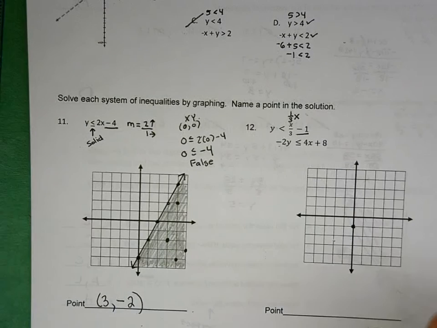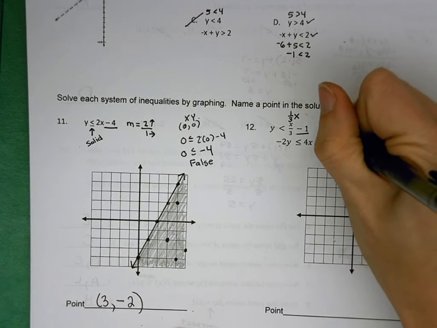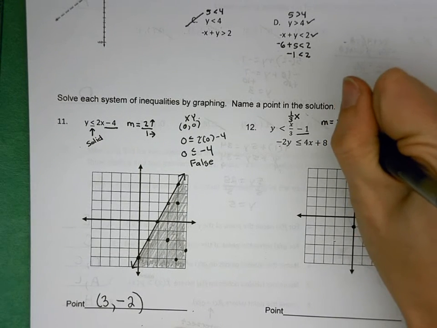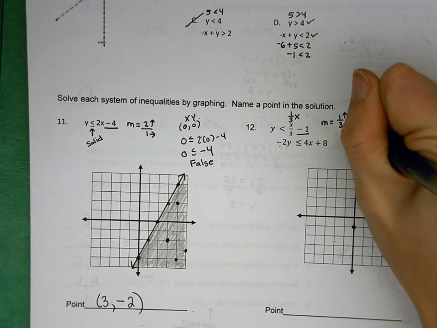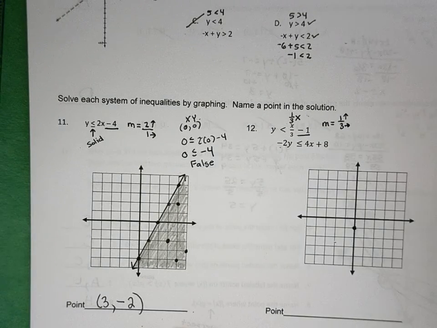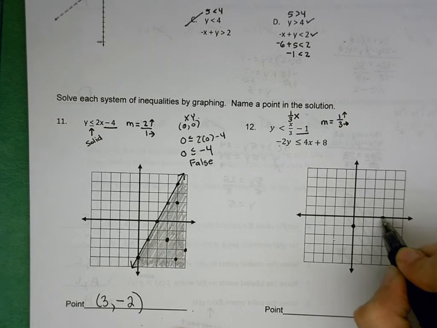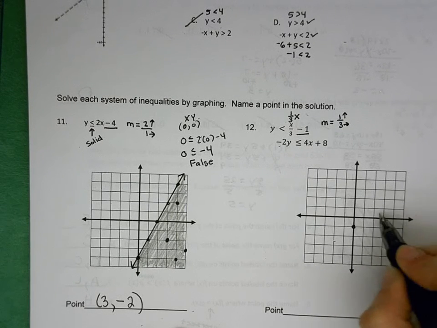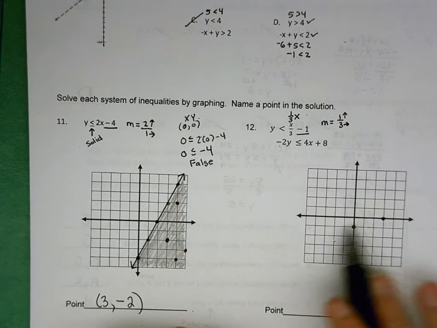And then my m in this case is going to be my 1/3, which means I'm going up 1 and right 3. So here we go. Up 1, right 3. Okay, and up 1, right 3, I ran out of graph. I mean, you could add graph if you wanted to. Technically, you only need 2 points to make a line though.